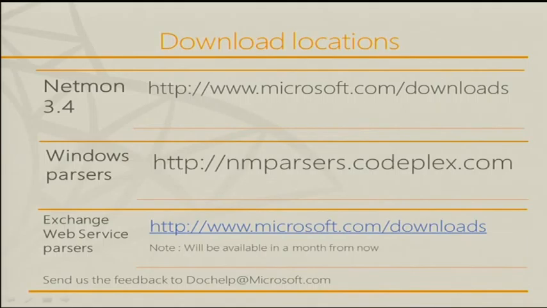The Netmon and the parsers are available free for download. Netmon can be downloaded from Microsoft Download Center, Netmon 3.4. And the Windows parsers are available at nmparsers.codeplex.com. This is available on CodePlex because it's kind of an open source project. So people from outside contribute to these public protocols and other protocols over here. And then the Exchange Web Service parsers will be available in Microsoft Download Center. This will be available in a month's time.